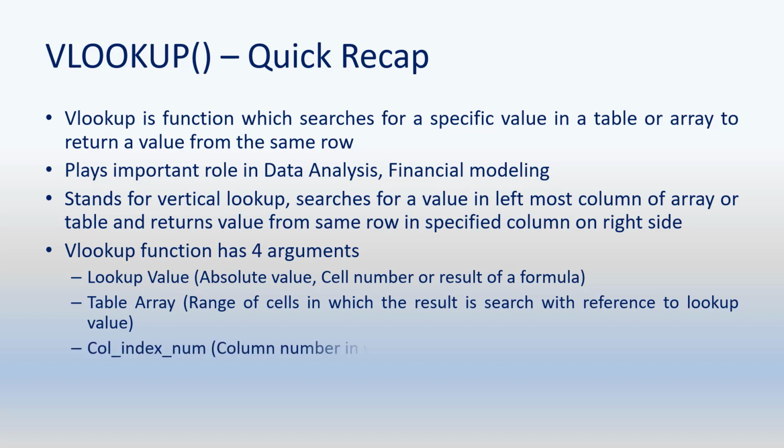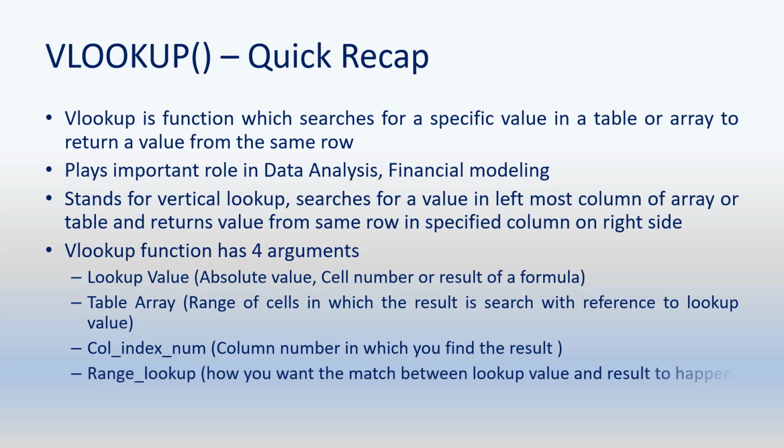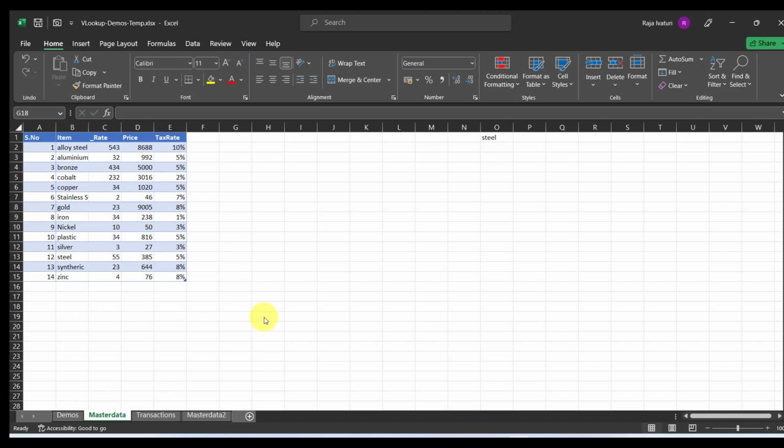Column index number. This is the number of the column in the table that contains the value you want to return. This number will be with reference to the array you mentioned as the table array in the second argument. Range lookup. This is the last argument which is optional. This argument specifies whether to perform an approximate match or exact match between the result and lookup value. Let us go through a few demos to understand more about how the VLOOKUP function works.